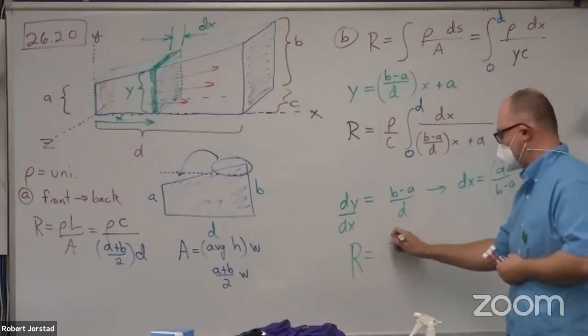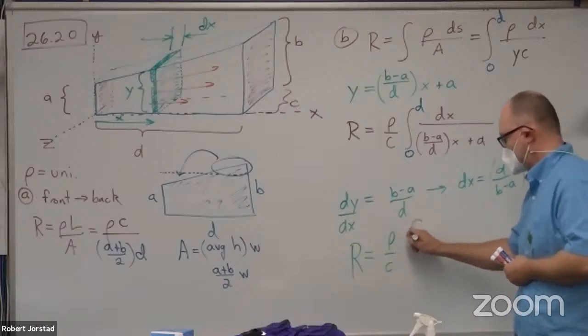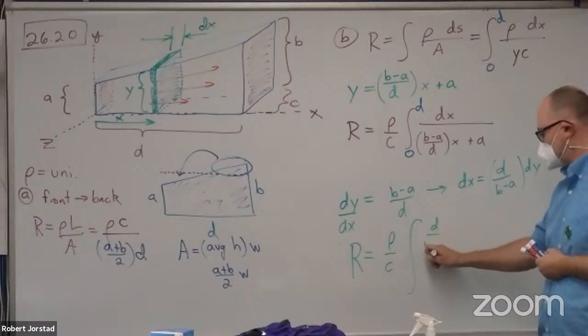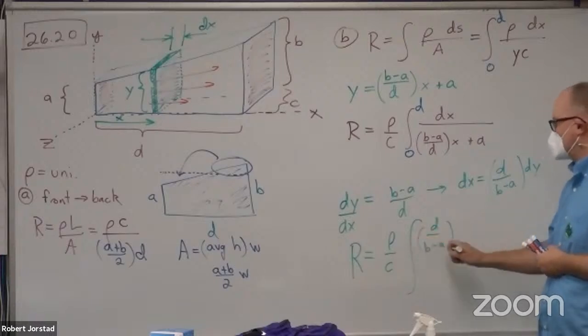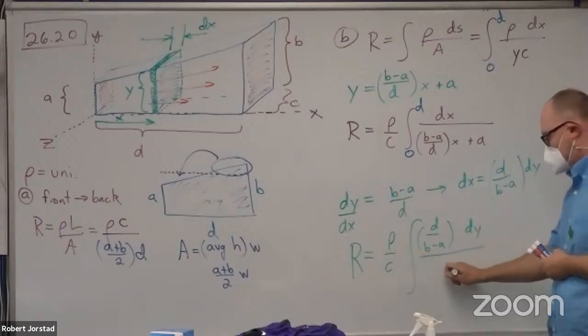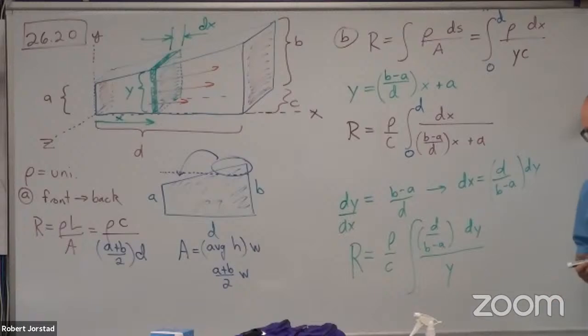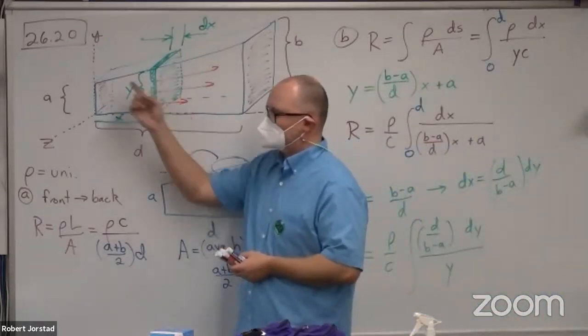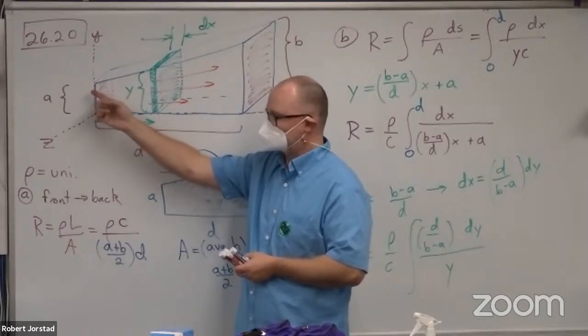R is equal to rho over C times the integral of d over b minus a times dy, all over y. What are the limits though? They change. What is the smallest value of y? Zero to b? A. What's the biggest value?